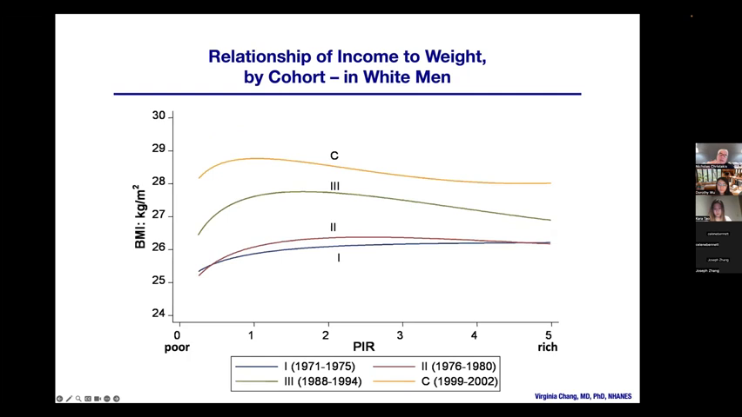Now, for men, the curves are flatter, if not flat. So with every passing year, men are getting heavier, but the relationship between income and obesity amongst men is flatter. There's less of a relationship, where rich men are not necessarily thinner than poor men. Maybe a little bit, but not so much.